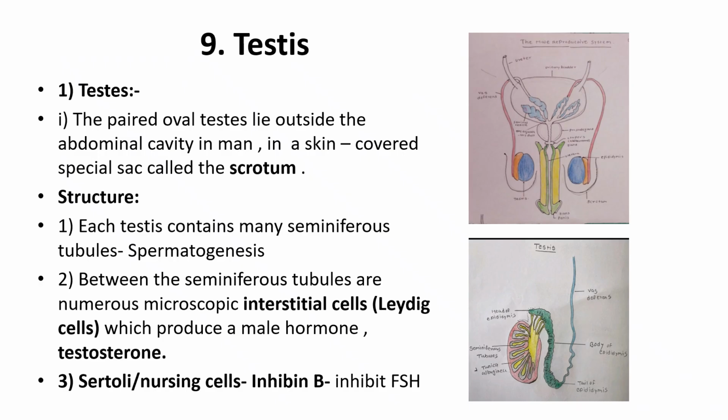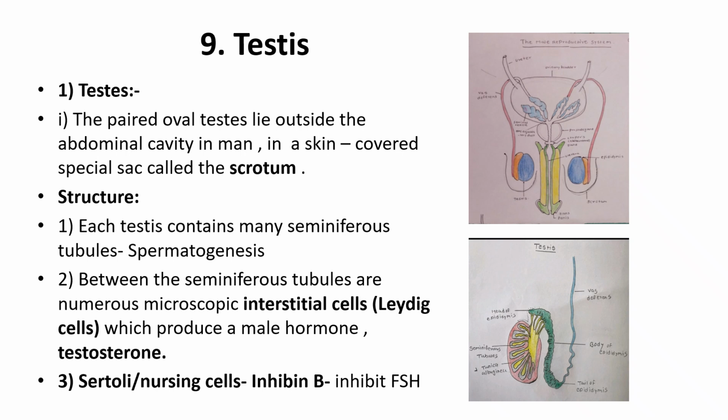The ninth gland is the testis, which is present in males. The paired oval testes lie outside the abdominal cavity, in a skin-covered sac called the scrotum. As for the structure of the testis, each testis contains many tubules called seminiferous tubules. Their function is spermatogenesis.